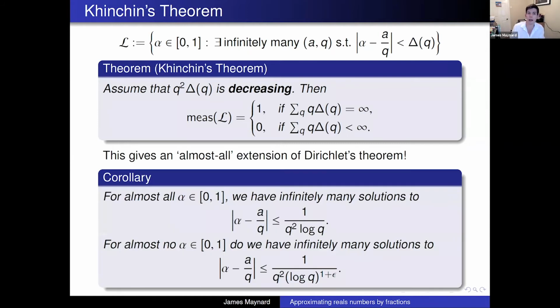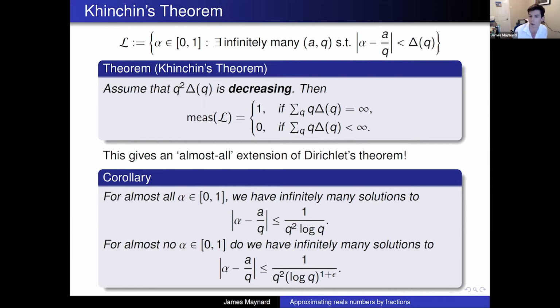And so this actually gives an almost-all extension of Dirichlet's theorem, where we were asking how much better than 1 over q squared can you do? So one immediate consequence of Khintchine's theorem is that for almost all alpha, where again almost all means up to a measure zero set of exceptions, there are infinitely many rationals a over q which approximate alpha with an error of not 1 over q squared, but 1 over q squared log q. And this is just because the sum of 1 over q log q diverges.